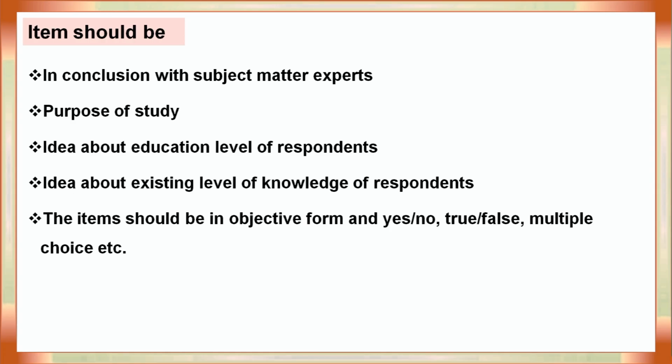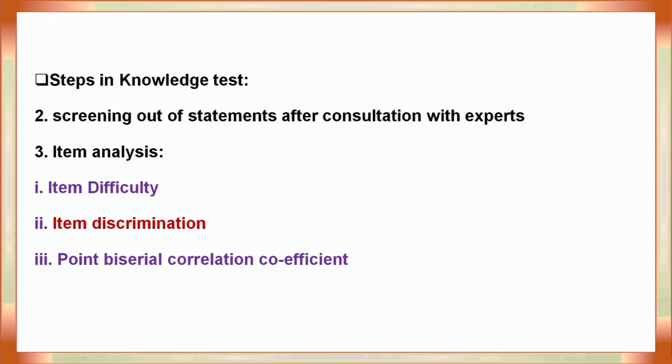It should be omnibus type, meaning different types of items like the rating scale, pictorial item, problem solving, fill in the blanks, multiple choice. So all different types of items, yes no type, agreement disagreement type. All these types of items must be included in the knowledge test. That means the items should be objective form, yes no form, true false form, multiple choice form, fill in the blanks form, et cetera. This is what you have to remember when you are developing a knowledge test.